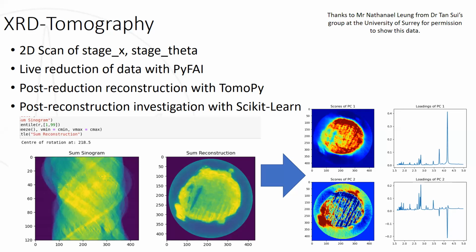So by using this system, for every scan of stage X and theta they do, we live reduce that data with PyFAI. We take the live reduced data from PyFAI and we post reconstruct that with TomoPy in a notebook, which gives us a nice reconstruction that they can look at, a Jupyter notebook. Then we show them a simple reconstruction of the sum of the diffraction data, but that doesn't really tell us much about the structure.